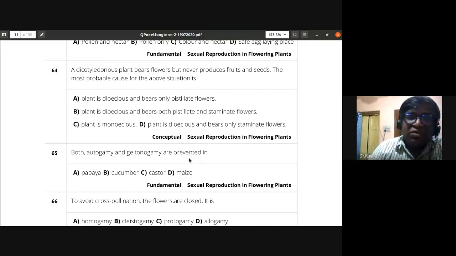So 64, the answer is: plant is dioecious and bears only staminate flowers. That is, that plant is a male plant, as in the case of papaya or date palm. Male plants can produce flowers, but they cannot produce fruit and seeds. So D is the right answer. Plant is dioecious and bears only staminate flowers.